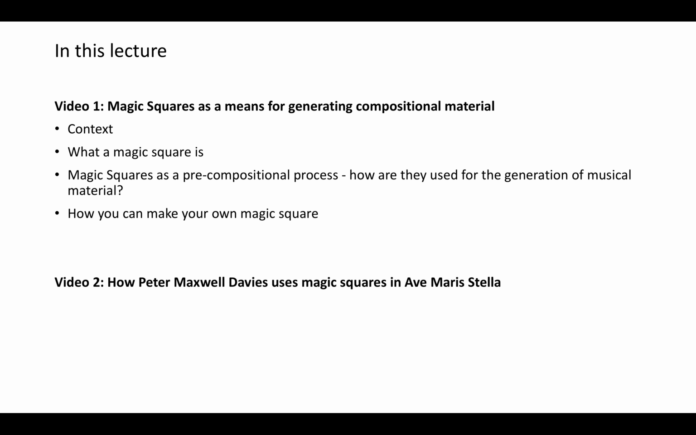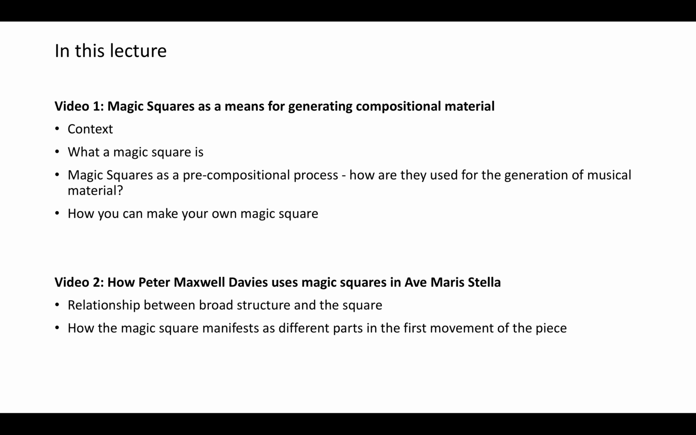In video number 2, I'm going to show how Maxwell Davies uses the magic square to create the musical fabric of Ave Maris Stella. How does he read the magic square, and where on the square are the parts derived from? So I'm going to explain the relationship between the broad structure of the piece and the magic square. I'm also going to explain how the magic square manifests as different parts in the first movement of the piece.